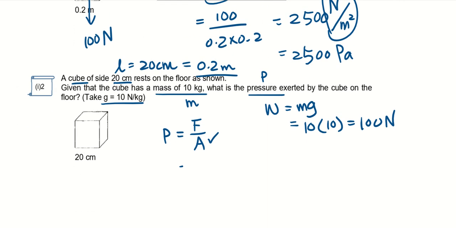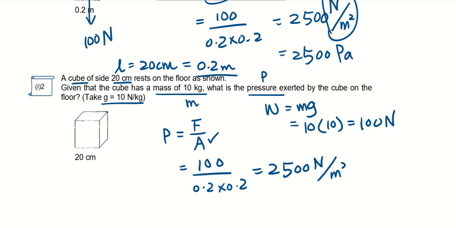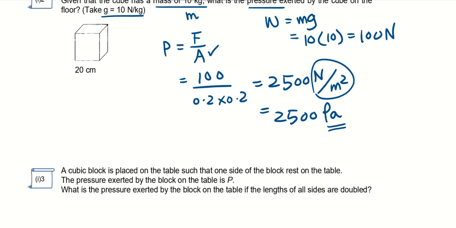So you have to make sure you know what you are putting in for the values. In the end, you still get 2,500 Newton per meter square. We can also leave it as 2,500 Pascal. Either Newton per meter square or Pascal is acceptable.